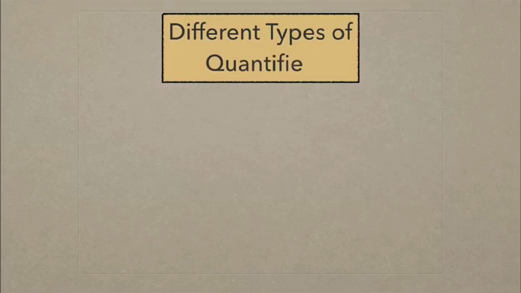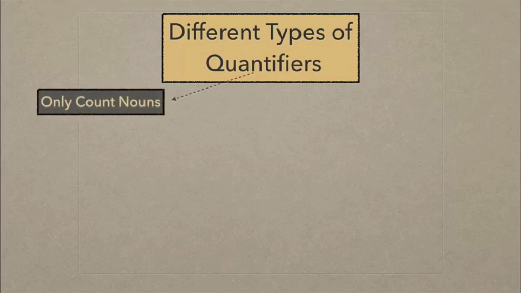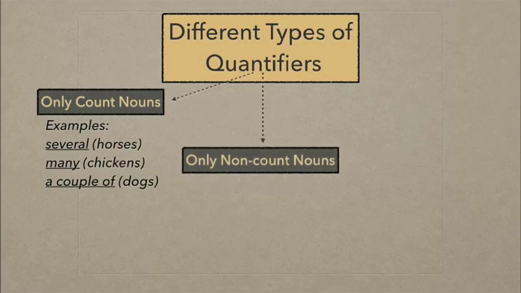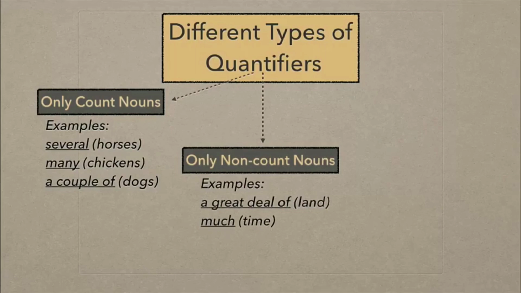Okay, now we've seen different examples. I want you to know, though, that there are different types of quantifiers, and we can categorize them as those that are used with only count nouns. The examples were several, many, and a couple of, and those that can be used with only non-count nouns. The examples we saw were a great deal of and much.